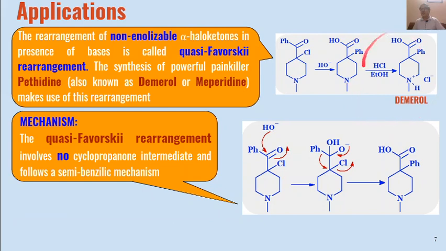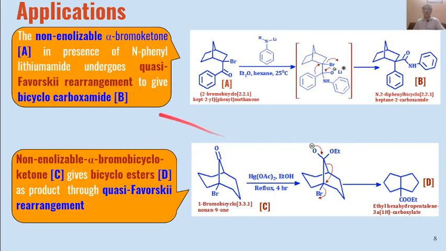And through this step we will be able to synthesize Demerol, an analgesic drug which is used as a painkiller. And then a few more examples of non-enolizable alpha-bromoketones which undergo quasi-Favorskii rearrangement. So these types of alpha-bromoketones, 2-bromo-bicyclo[2.2.1]heptyl phenyl methanone.